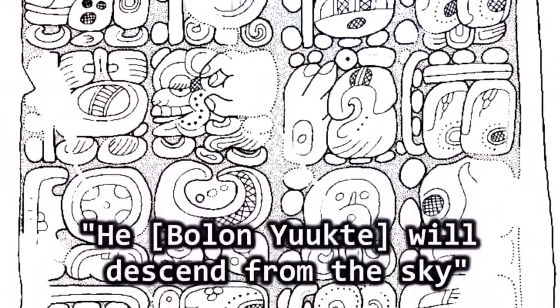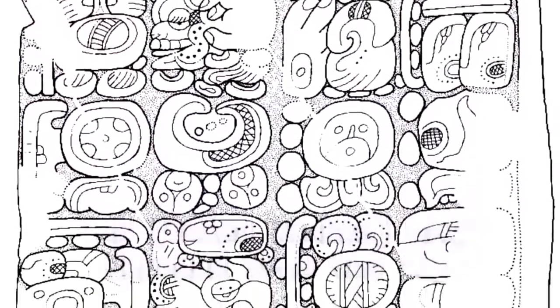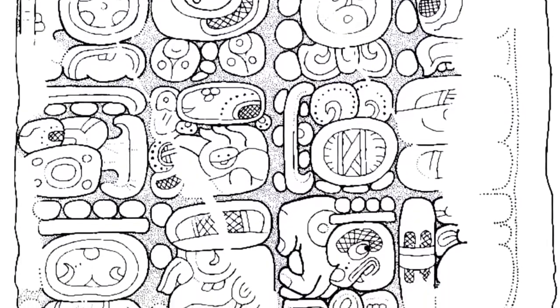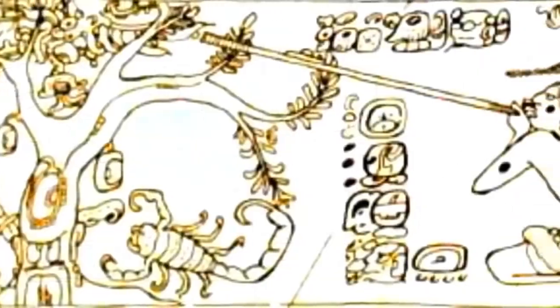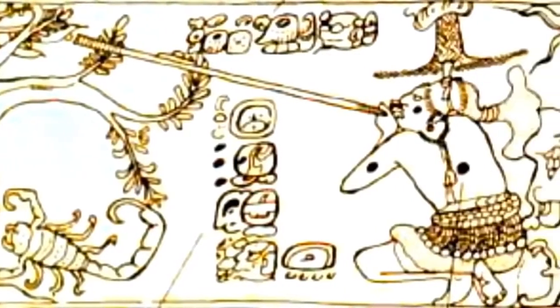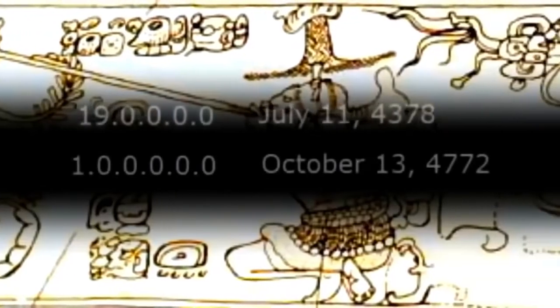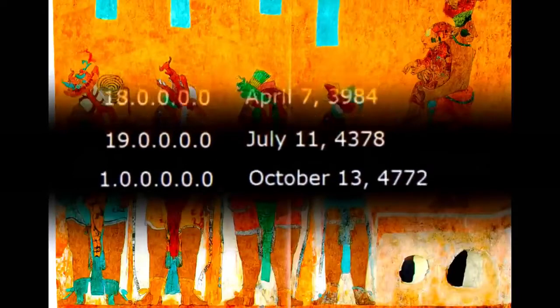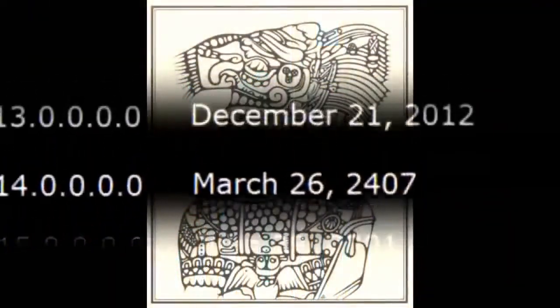The details regarding the arrival have been eroded by time, but that's all the Mayans had to say regarding the so-called 2012 end date. No disasters, no floods, nothing except he will descend from the sky. Further, it's clear that the Mayans by no means considered 2012 to be the end of time, because there are other Mayan inscriptions relating to events that are set to occur in the year 4772. Why would the Mayans talk about events occurring at the end of the 20th baktun, the year 4772, if the calendar stops at the end of the 13th baktun?